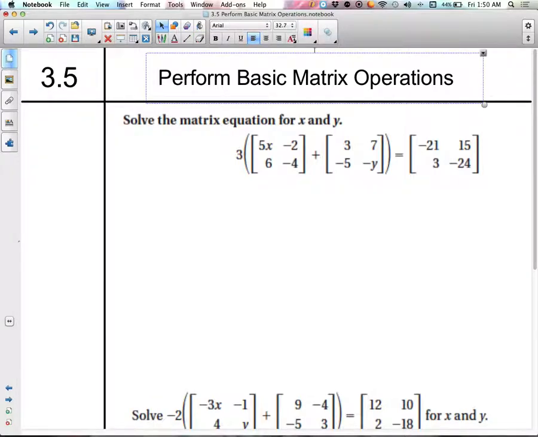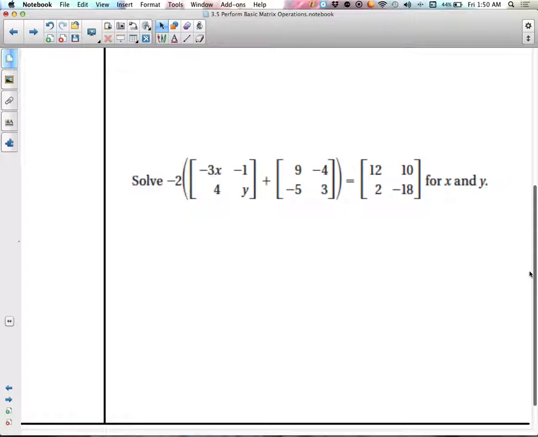And there's a couple more examples. They are just like what we did. So I think that should be enough to help you get through the assignment.